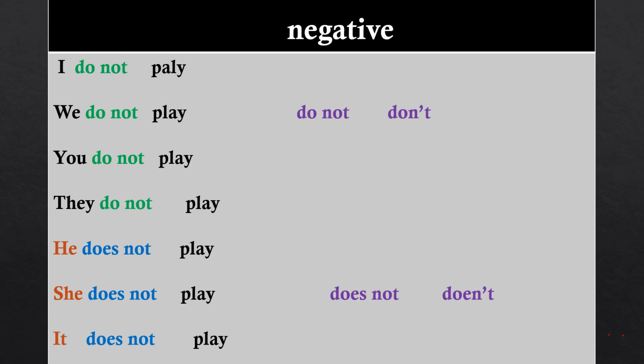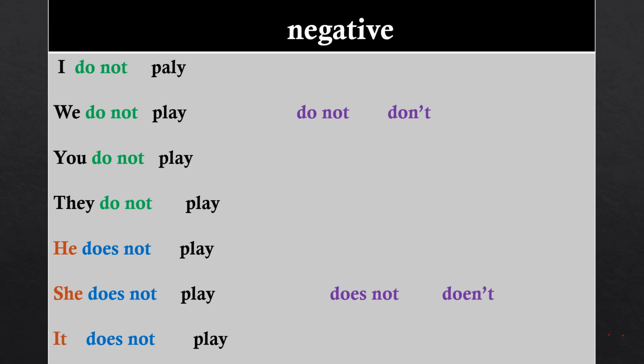Negative. I do not play. When we want to use the negative, we add the auxiliary do not with I, we, you, they. They do not, it's the long form. Short form is don't. I don't play, we don't play, you don't play, they don't play. With he and she and it, we don't say he don't, we say he does not.